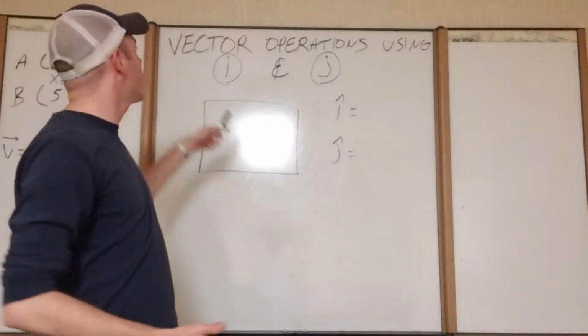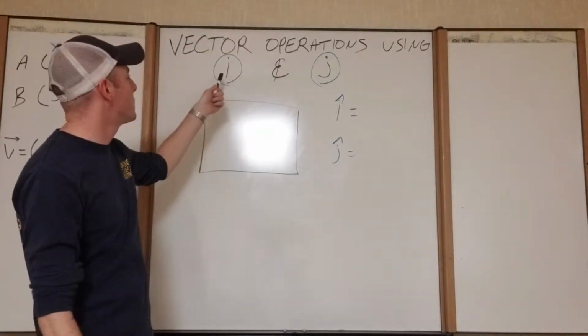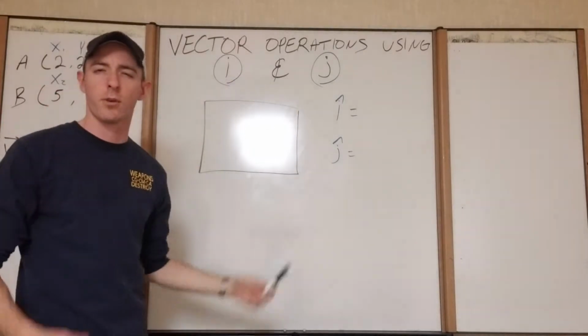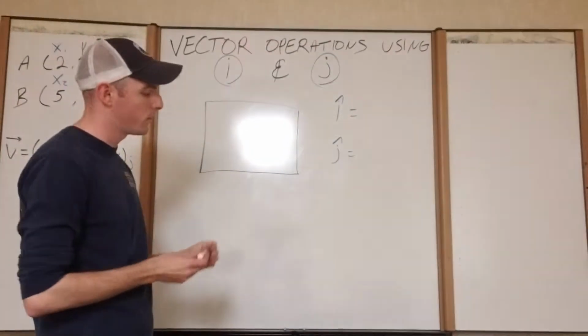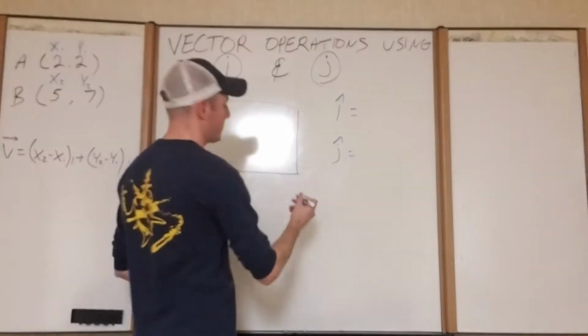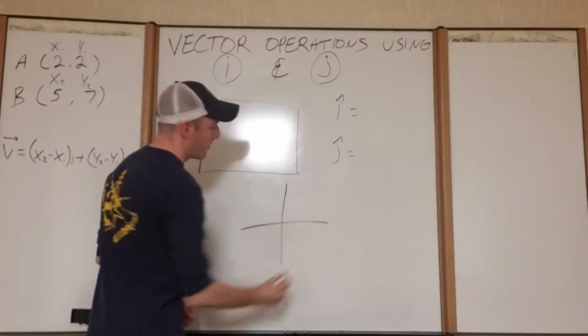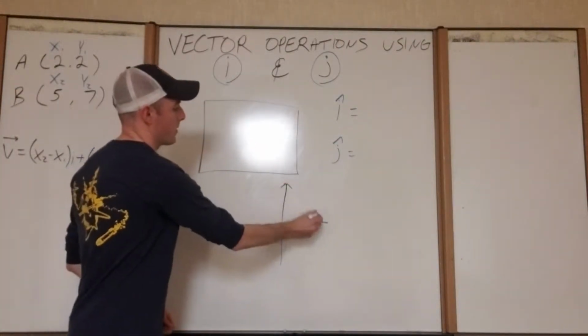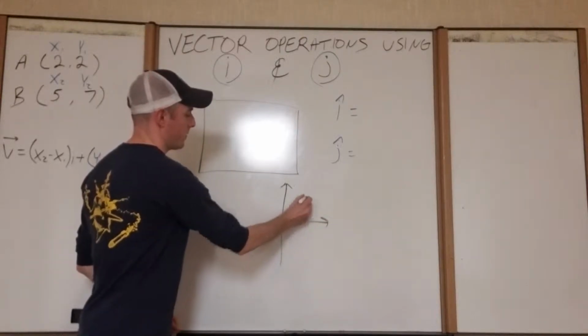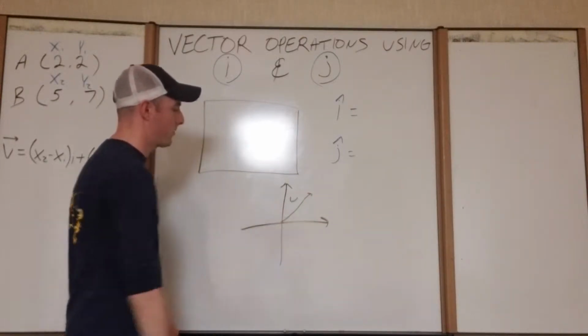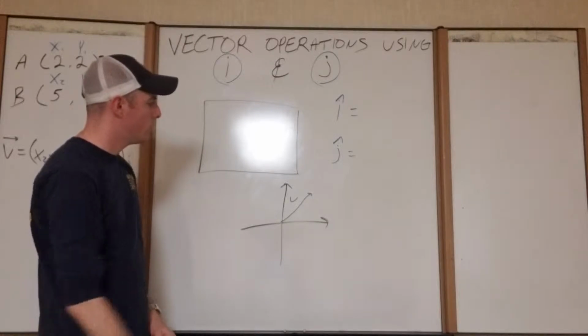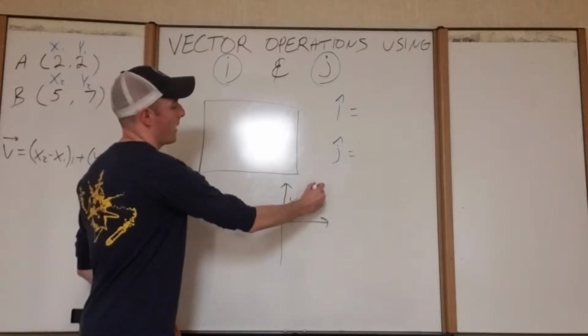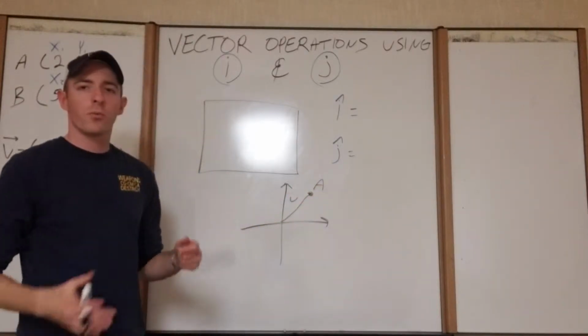So what we're covering today is vector operations using scalars i and j, which are themselves scalars. So what they really are, I guess, if you were to draw an x and y plane, and then you draw some vector v, this point here, you should call it point A, you can arrive at that point.